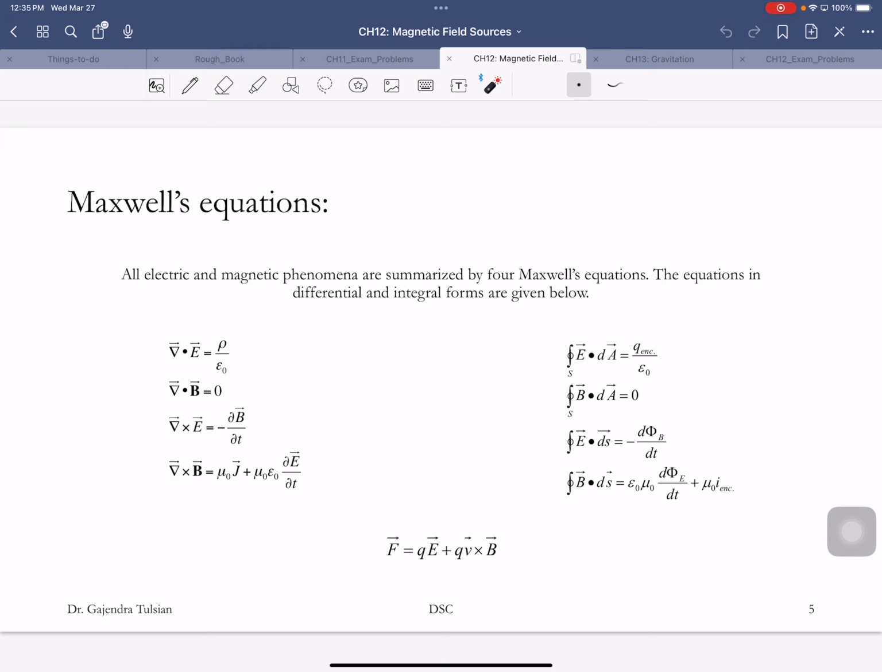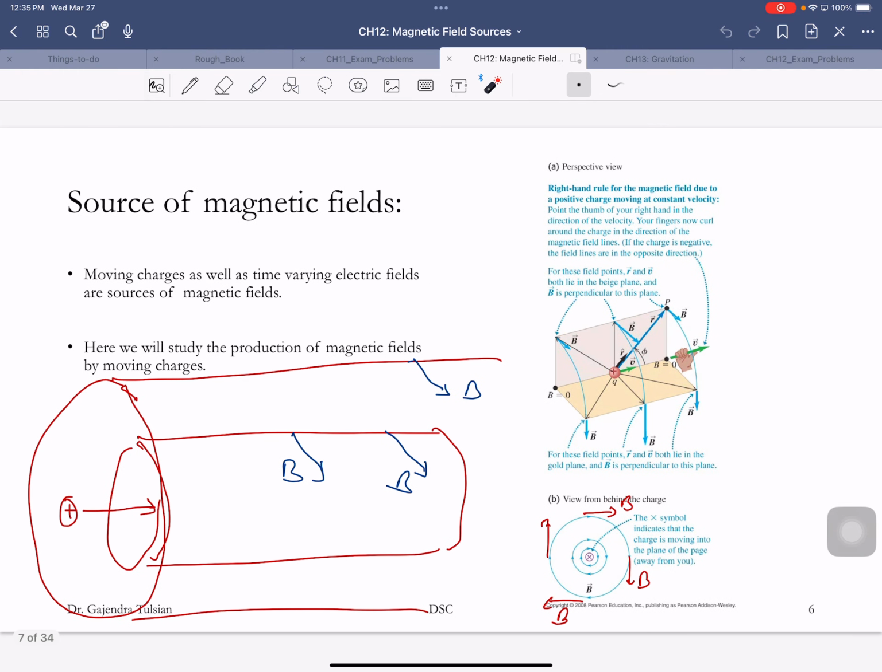So magnetic fields are produced by moving charges. They're also produced by time-varying electric fields, but this is all we're studying in this chapter. And so here was the fundamental process.